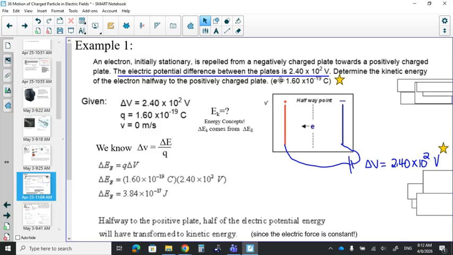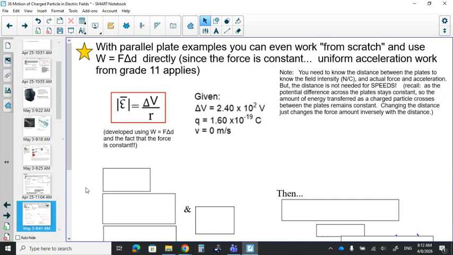But I think it's neat to see that we can actually still calculate speeds from the force, even though we don't have the actual distance between the plates. And the reason for that is because the potential difference across the plates is held constant by a battery, right? We know that's true. So then the amount of energy transferred as the particle crosses between the plates remains constant.